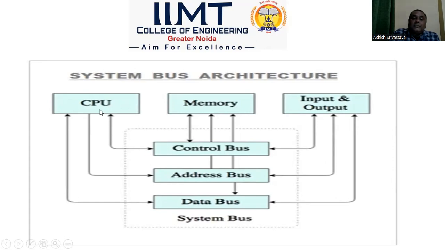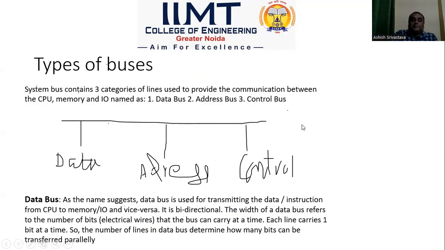These buses are connected to the CPU, memory, and input/output devices. The CPU is connected with the data bus and with the input output devices. Memory is also connected with the data bus. The CPU is also connected to the address bus. Input output devices are also connected to the address bus. Memory also uses the address bus. The control bus is used by the CPU, input output devices, and memory. So this is the system bus architecture using the CPU, memory, and input output devices.